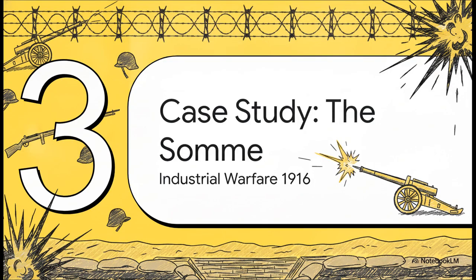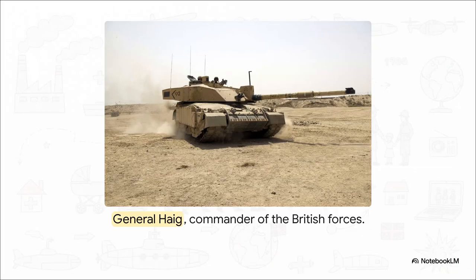All right, Section 3, Case Study, the Somme, 1916. So this is General Sir Douglas Haig. He was the commander of the British forces during this pivotal battle. To understand his decisions, you have to understand the context he was stuck in. Trench warfare had basically created a horrific, bloody stalemate on the Western Front.